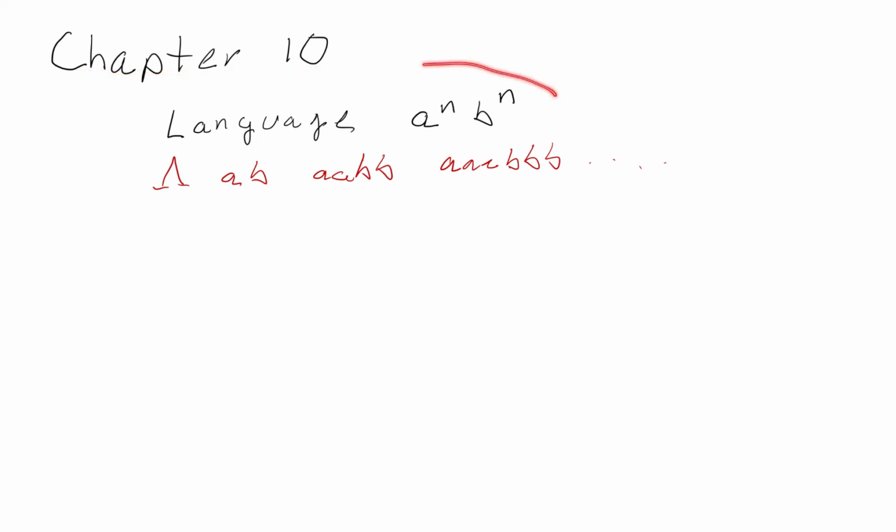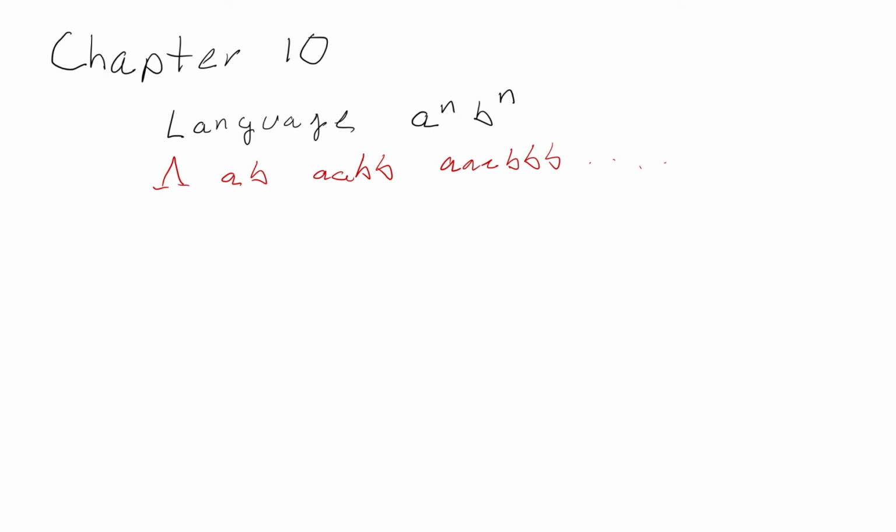Let's start by looking at this language, a to the n, b to the n. So here are some words, the null word, and then this means the n is how many times we repeat the a or the b, and this just means that we need an equal number of a's and b's. So the words are a b, two a's and two b's, three a's and three b's, and so on.